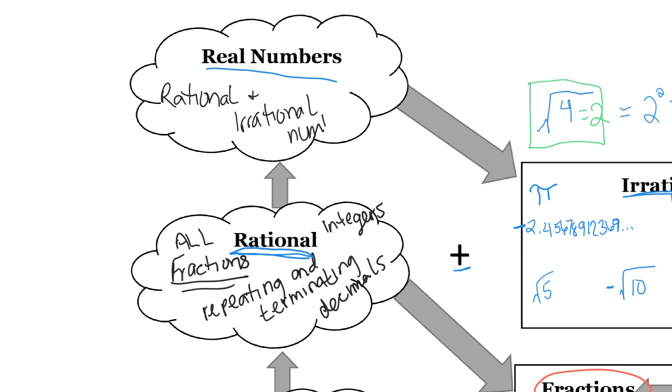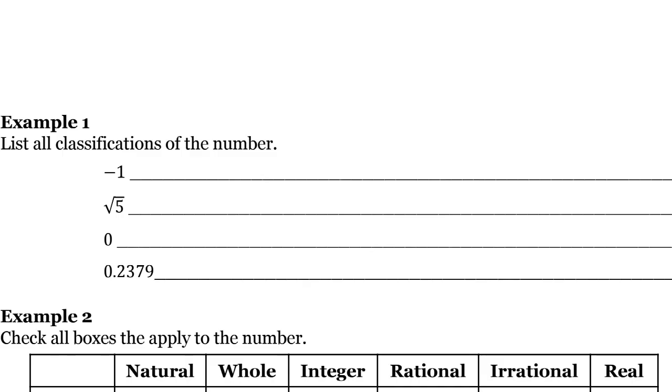Okay, so I know that was a lot to take in, so you're going to want to use this as a little reference point for when we go to the next page. All right, so we are going to start by listing all classifications of these numbers. The classifications were natural, whole, integer, rational, irrational, and real. Those are our classifications of numbers.